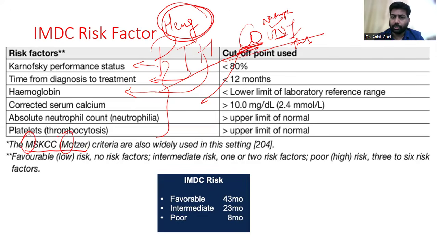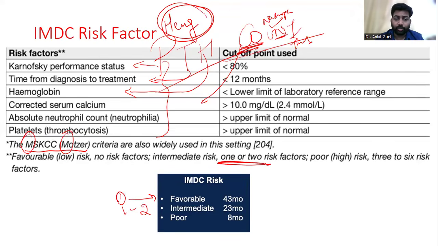Now, how do you risk stratify a patient? You know the cutoffs, so I'm not repeating them. It's very simple. When do you say it's a favorable risk? When there is a zero, like all the risk factors are negative. The patient has a good performance status of more than 80%. The time from diagnosis to initiation of treatment is more than 12 months, more than a year. Hemoglobin is good. All the parameters are satisfied and he's falling into zero. And if 1 to 2, then it is intermediate risk. And what is poor risk? There are 3 to 6 risk factors present, and it is a poor risk. We should know how to risk stratify a patient, because the management differs.